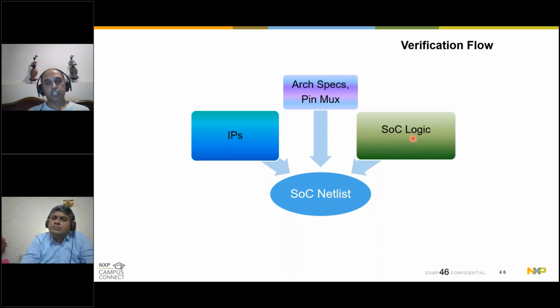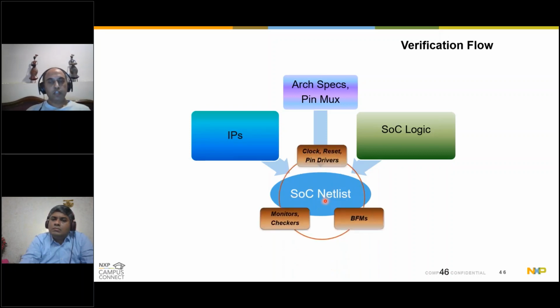Your SOC clocking scheme, arbitration scheme, clocking debug scheme, safety scheme. All those things get represented by this SOC logic, and all these things combined together ultimately form an SOC RTL, right? So what will a verification team do to make it testable? First, let's say there are certain clocking features or reset features in the design.